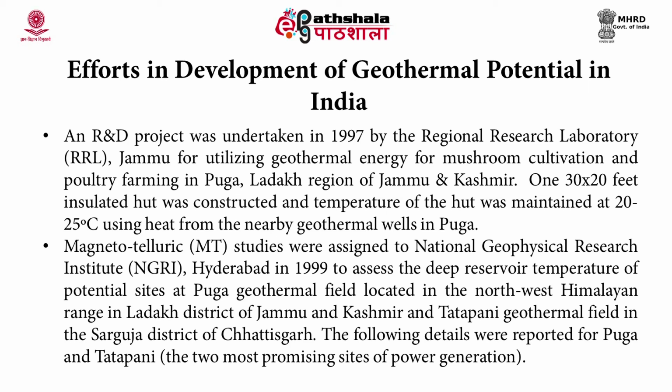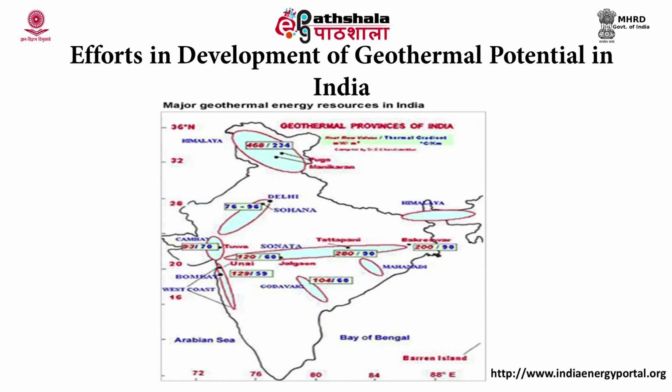The Tatapani geothermal field in the Sarguja district of Chhattisgarh also had some studies done. If you see, in the Puga geothermal field, the presence of geothermal reservoir is at a depth of about 1.5 to 2 km. The estimated depth of the geothermal reservoir is about 4 to 5 km. In the Tatapani geothermal field, the hot spring area is underlain by a highly conductive subsurface section related to a major geothermal reservoir. The estimated temperature at the deeper layer, that is 3 km, is about 260 degrees Celsius.